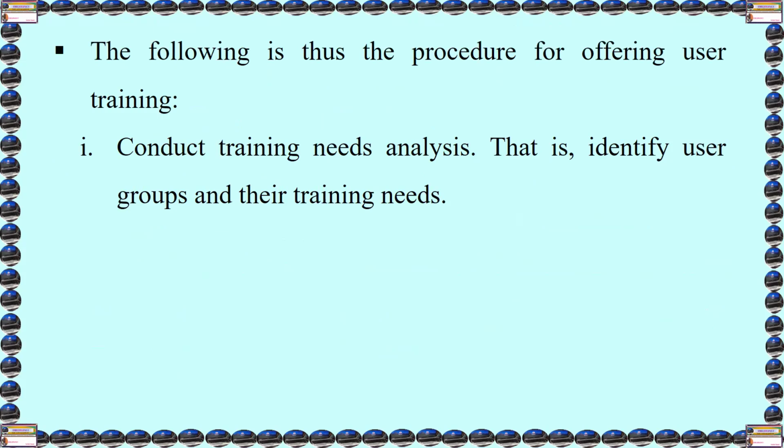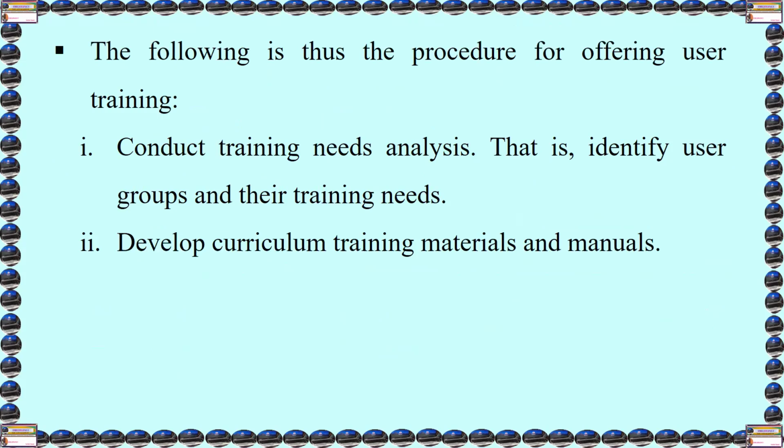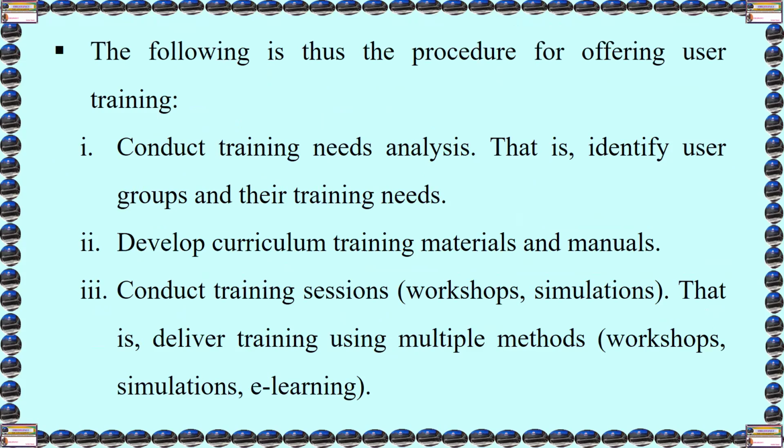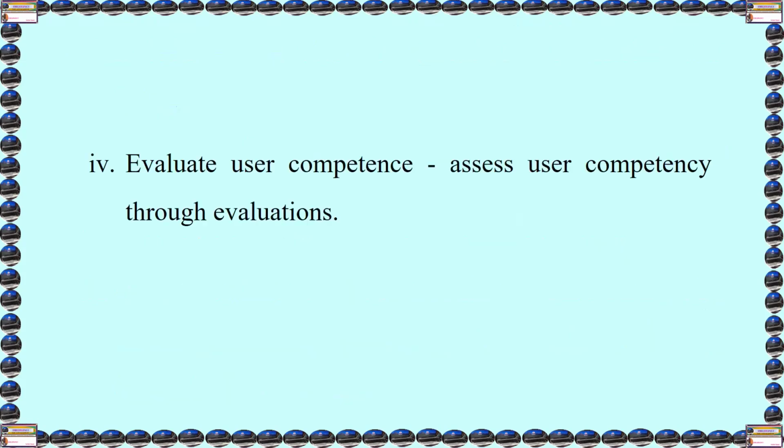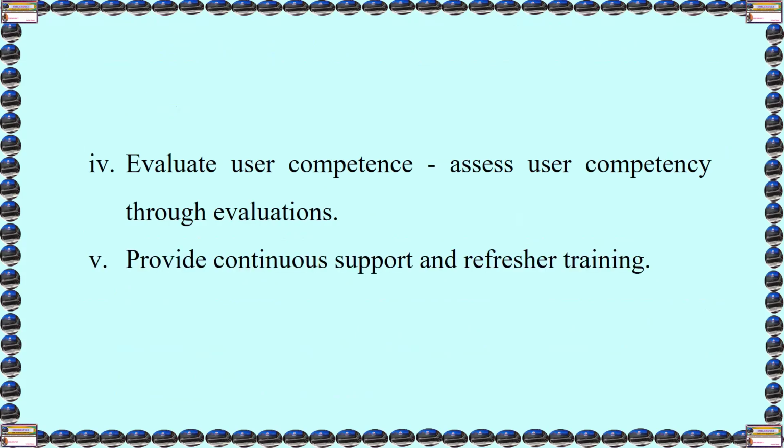Number one, you conduct training needs analysis, that is, identify user groups and their training needs. Number two, develop curriculum, training materials, and manuals. Number three, conduct the training sessions, that is, deliver training using multiple methods, such as workshops, simulations, e-learning, amongst others. Number four, evaluate user competence, that is, assess user competency through evaluations. Number five, provide continuous support and refresher training.